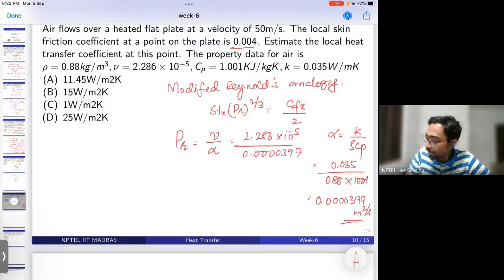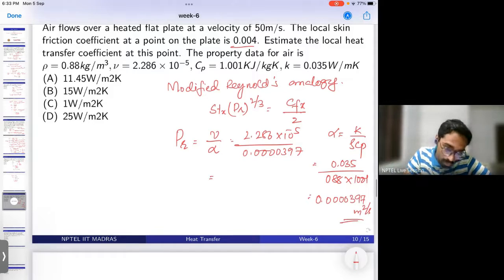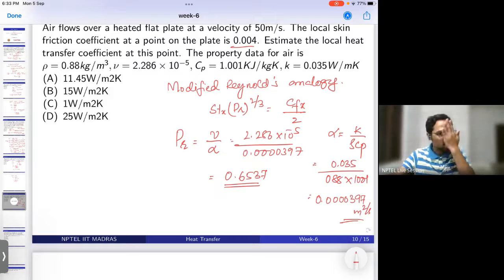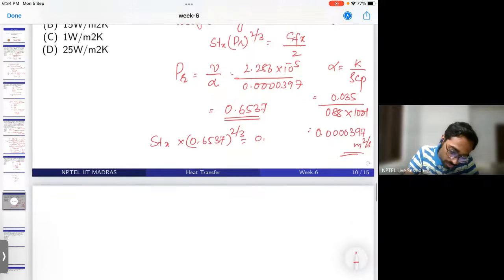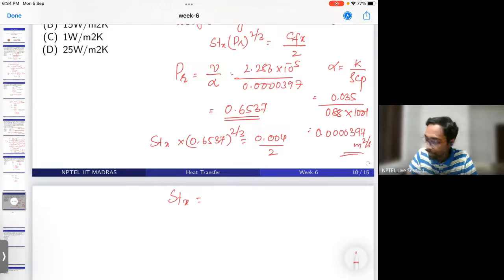Okay, so the Prandtl number comes out to be around 0.6537. That is the Prandtl number. Next we need to find the Stanton number, that is x into 0.6537 raised to 2 by 3 into 0.004 by 2. So the Stanton number at x comes out to be 2.6 into 10 raised to minus 3.